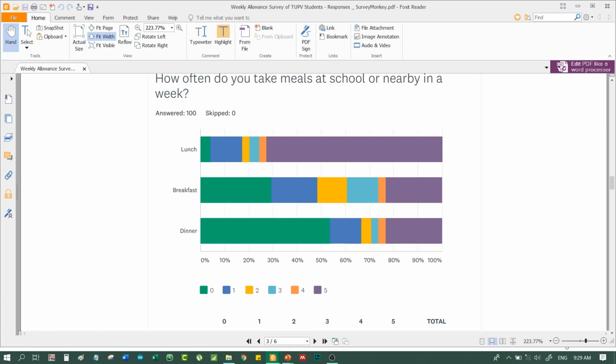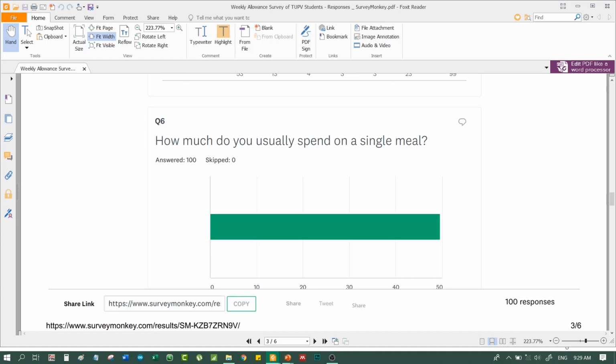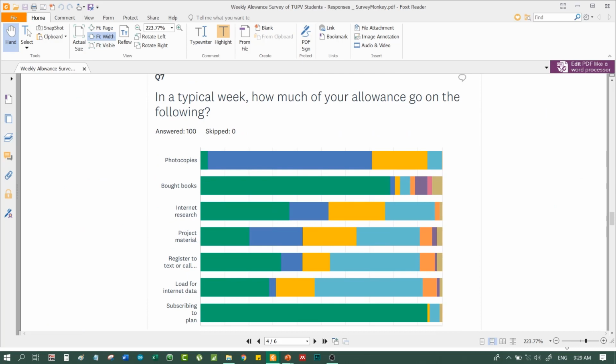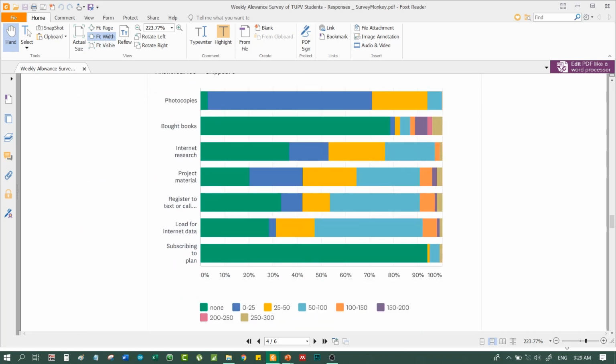So at lunch, they usually eat less often. Dinner, of course, they do it in their boarding house, in their houses. How much do you usually spend on a single meal? Around 49 pesos? Wow, so thrifty. Okay, this is interesting. In a typical week, how much of your allowance goes on the following? You have the symbol down here. Green for none, 0 to 25, 25 to 50. So let's see. Subscribing to a plan, that's none. Wow, good student. 0 to 25 for photocopies.